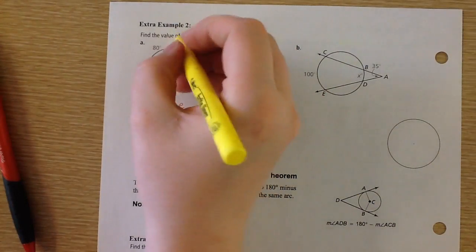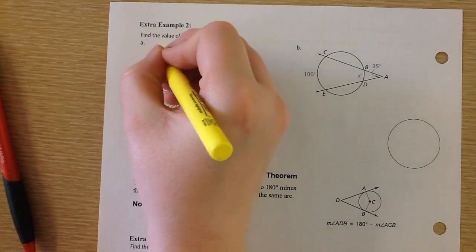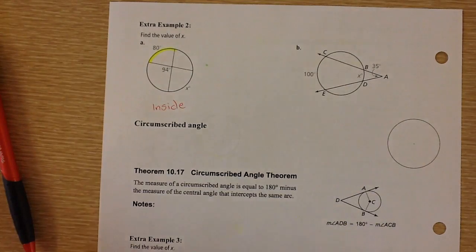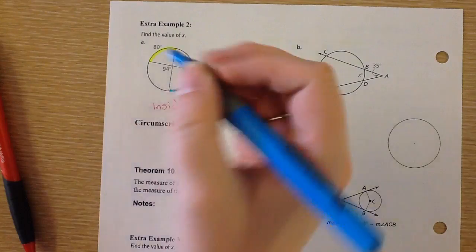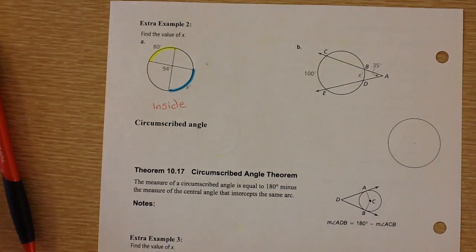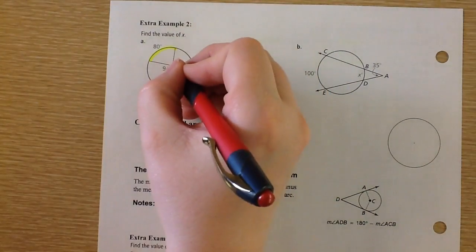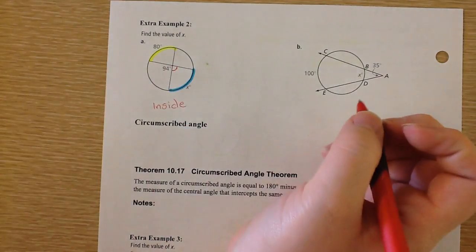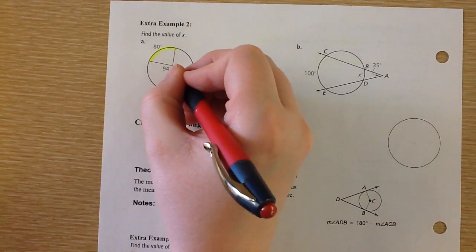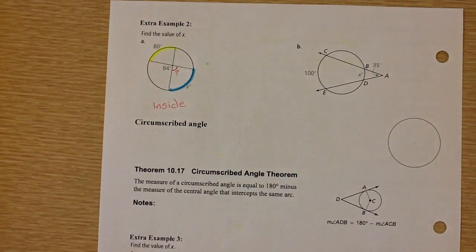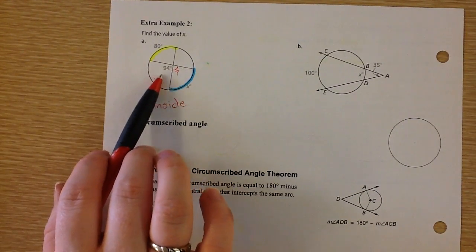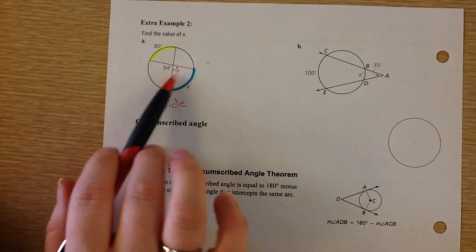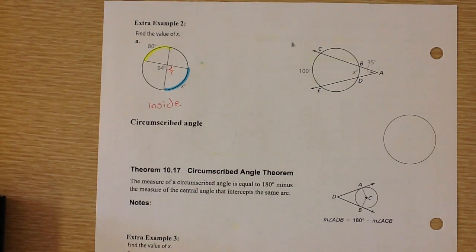Here I know the measure of this arc is 80 degrees, and we're trying to find the measure of this blue arc here. If you look, that would be the front and the back of this angle in here. But I don't know that angle. This is when we have to use our previous knowledge. I know this angle here is 94. Those are adjacent angles, so they'd have to be supplementary.